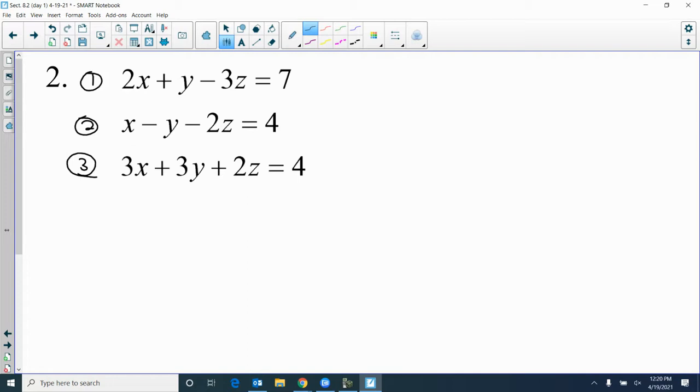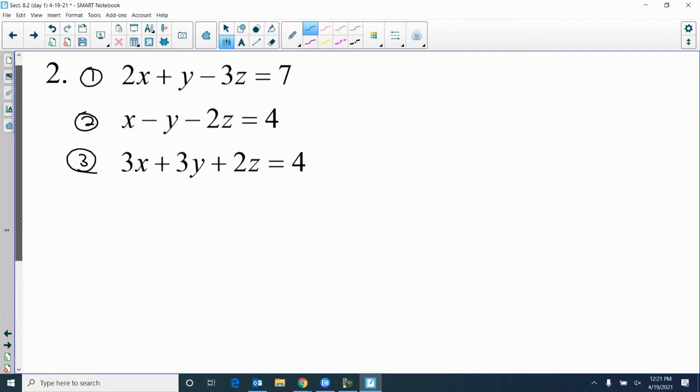Dominic, what do you want to eliminate? All right, he says y. Out of which two equations first? 1 and 2. Okay, now he picked the ones because they are lined up. They will automatically add up to 0 right away. So let's eliminate the y.